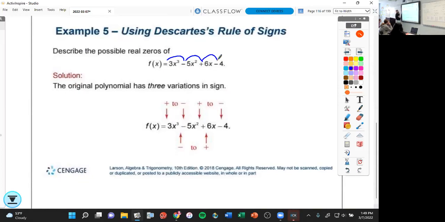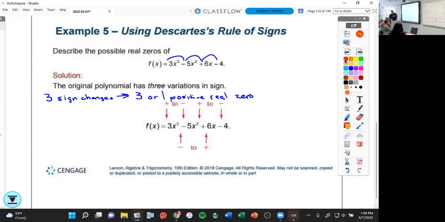Okay, so we have 3 sign changes, which means, since I'm doing the positive side right now, that we have 3 or 1 positive real zeros. How come it's not 0 positive zeros? You count by twos. Whatever number you start with, you count down by twos. The next number will be -1, and that makes no sense. We can't have negative zeros.